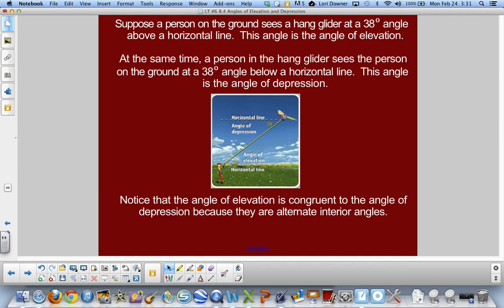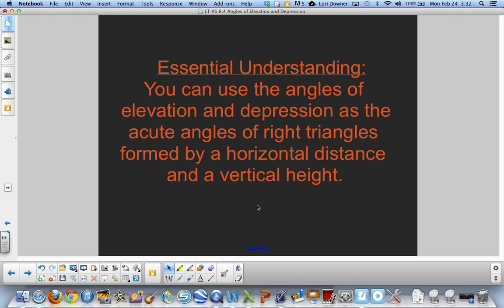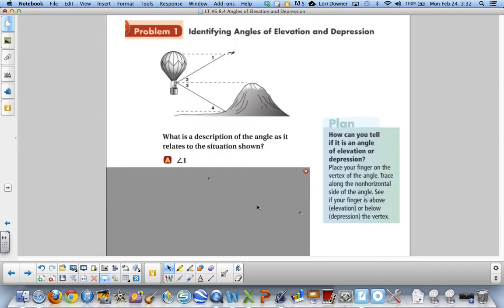An angle of depression would be the hang glider's horizontal line of sight down. So you can see here that the angle of depression is equivalent to the angle of elevation because the horizontal line here and the horizontal line here are parallel lines, and these are alternate interior angles. You can use the angles of elevation and depression as acute angles of right triangles formed by horizontal distance and a vertical height. Let's take this air balloon.